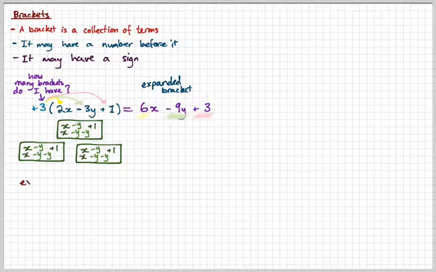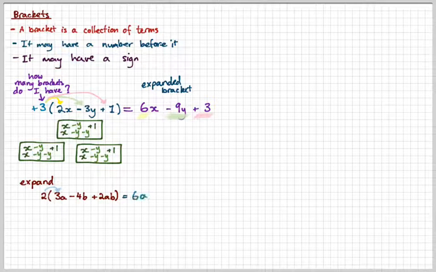A question you might see might be: expand the following, 2 brackets 3a minus 4b plus 2ab. Well, we can use the method we've just looked at. So we can do 2 multiplied by the first term. 2 times 3a is 6a. 2 multiplied by the second term, so 2 times minus 4b is minus 8b, and 2 times the final term, 2 lots of 2ab is 4ab. So that's just the expanded bracket.